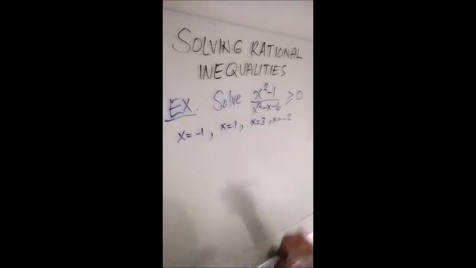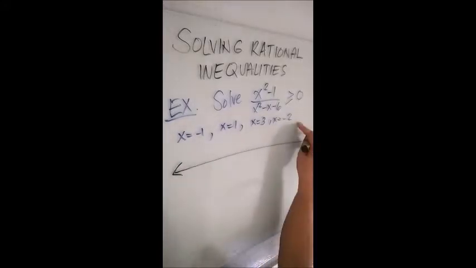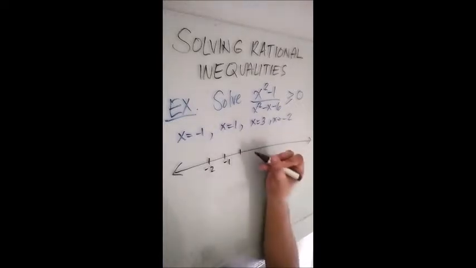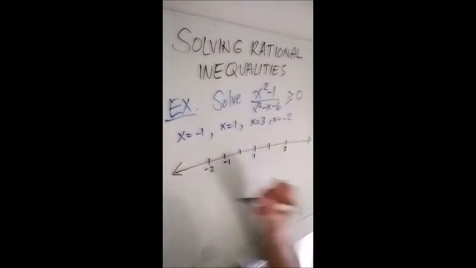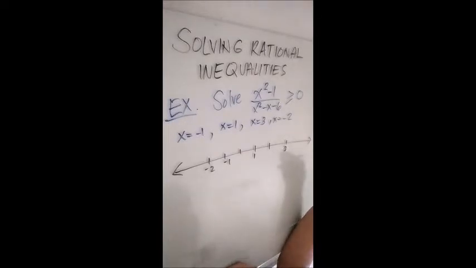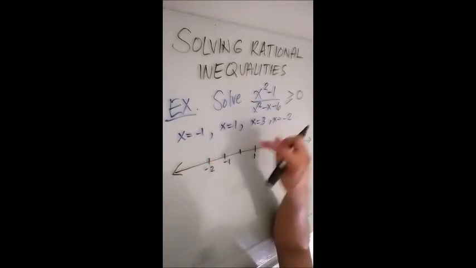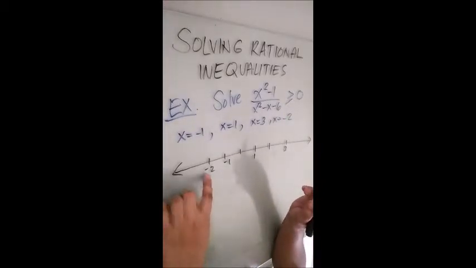Okay, so we have the values. What you're going to do is make a number line. We're going to arrange these numbers: negative 2, negative 1, 0, 1, 2, and 3. These are the values of x. Then we are just going to check if these numbers are included or not. So we start with negative 2.